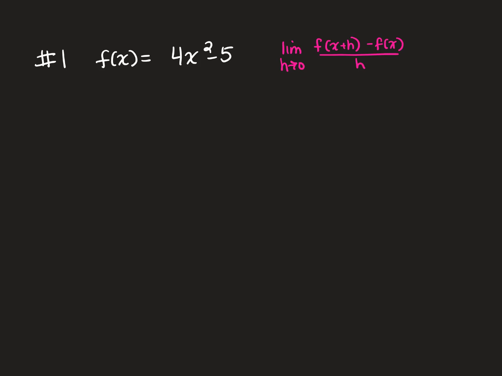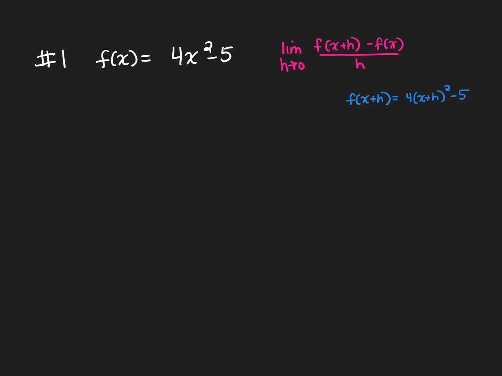So I've got to figure out, first of all, what f of x plus h is. So I'm going to just work that out over here. And I know that f of x is 4x squared minus 5. So it would be 4 times x plus h squared minus 5. We're just replacing all of our x's with x plus h.